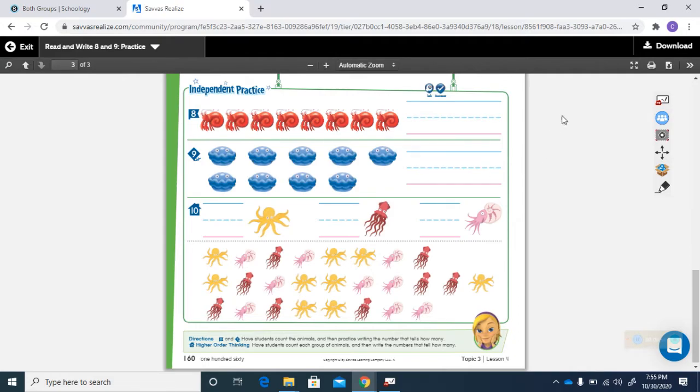Okay, on this page, it is the independent practice page. Do you remember what I told you independent practice means? It means I tell you what to do, and you try to do it by yourself. Ready? Here for number 8, you're going to count the lobsters and then practice writing the number of lobsters out here. So if there's 8 lobsters, you write an 8. If there's 9 lobsters, you write a 9. Go ahead and pause the video and do that.